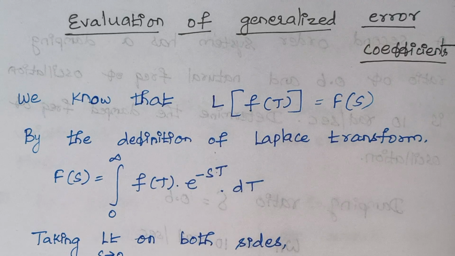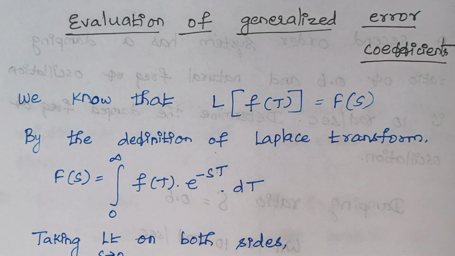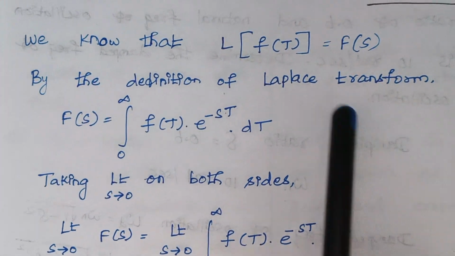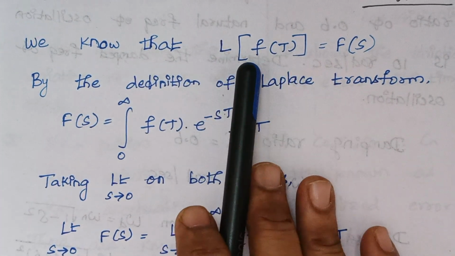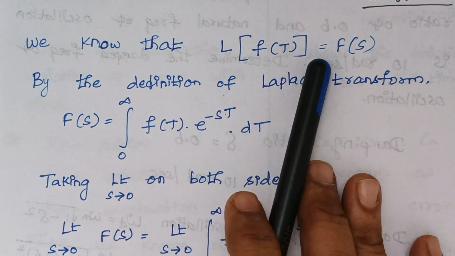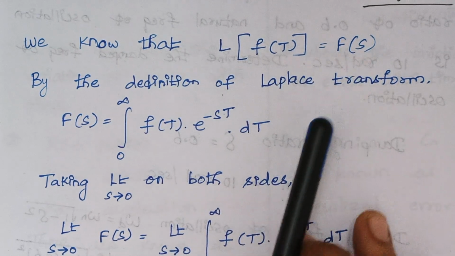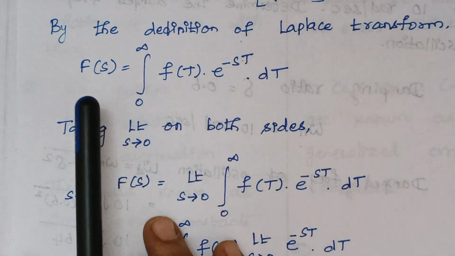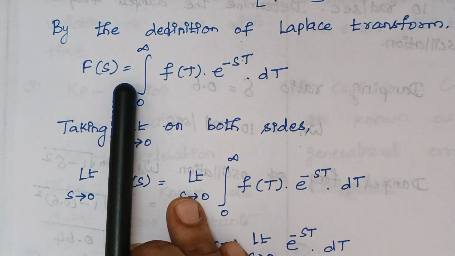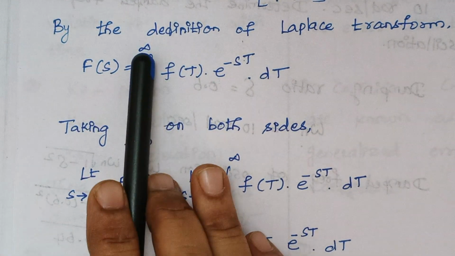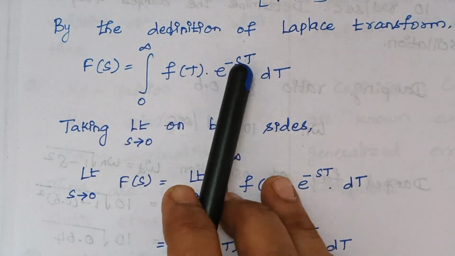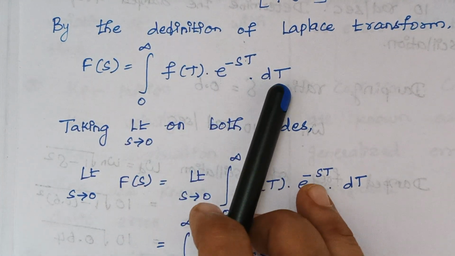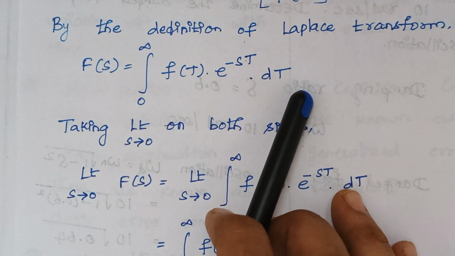Today we are going to see the derivation of evaluation of generalized error coefficients. We know the formula, that is, Laplace transform of f of t is equal to F of s. So by the definition of Laplace transform, this F of s can be written as integral from 0 to infinity f of t into e power minus st into dt. This is the basic formula.